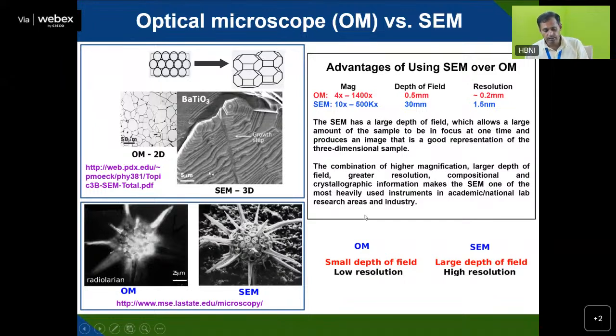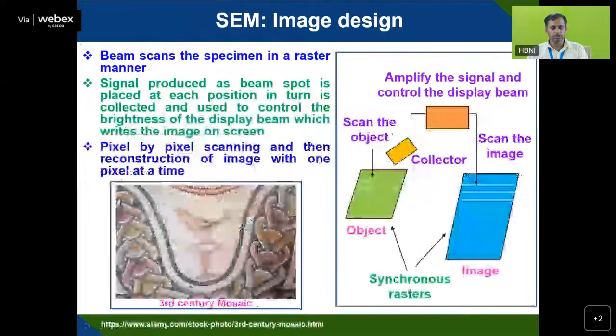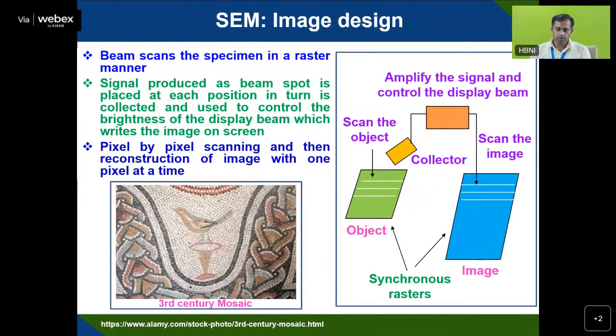In the scanning electron microscope. In the optical microscope, you have a small depth of field and low resolution. But if you go for an SEM, you have a large depth of field and a high resolution structure you are able to see, compared to the optical microscope. So the image produced in the scanning electron microscope is high resolution. Here mainly you have an object.